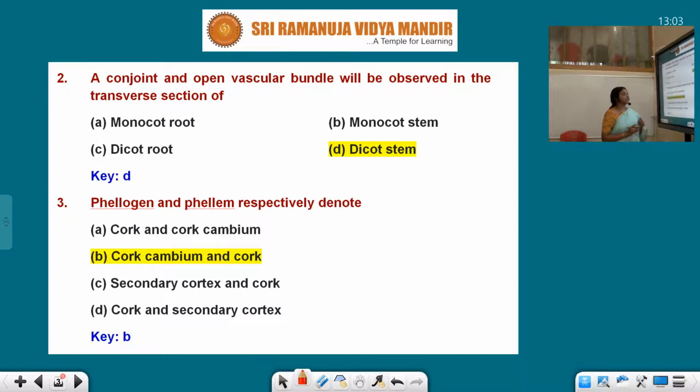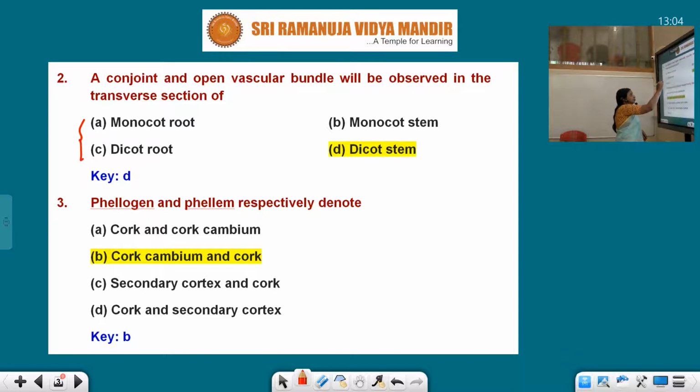Now the second question: a conjoint and open vascular bundle will be observed in the transverse section of. In which type of thing do we observe this type of conjoint and open vascular bundle? The first option is A, monocot root, B, monocot stem, C is dicot root and D is dicot stem. We will talk about all these options first. Monocot root and dicot root.